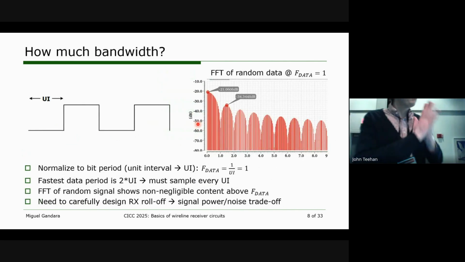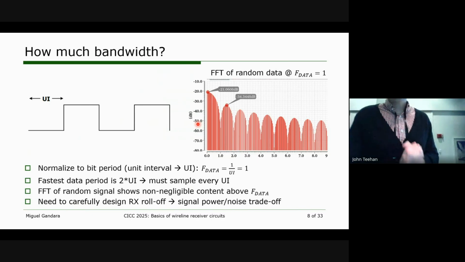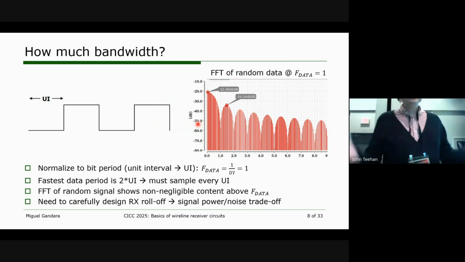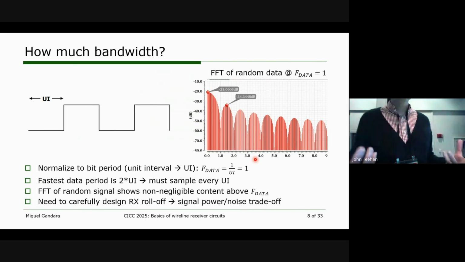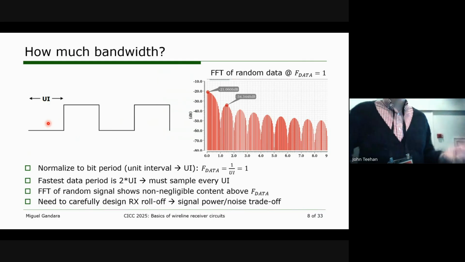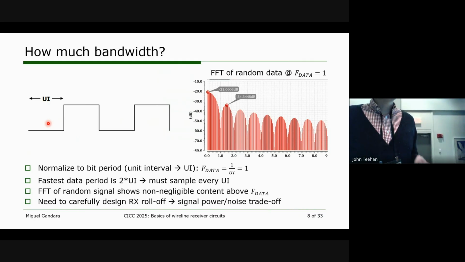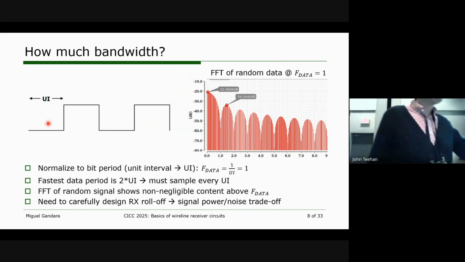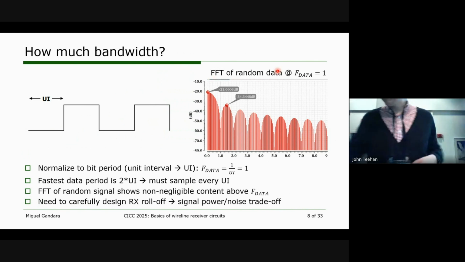Okay, so first major question that we need to answer when we're building our receiver is how much bandwidth do we need? If we have a given data rate, how much bandwidth do we need in order to support that data rate? So first thing we do is we can normalize everything to the bit period. When I say bit period, I'm talking about the time it takes to transfer 1 bit of data. So in our industry, we refer to this as the unit interval or the UI. And so our frequency of data, F data, is equal to just 1 over UI. So in this case, I'm normalizing everything to an F data of 1.